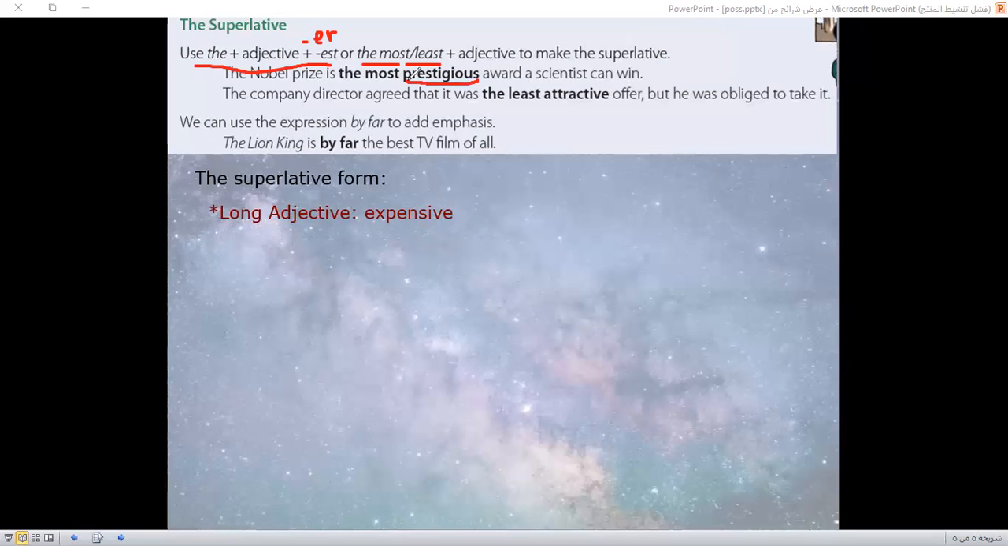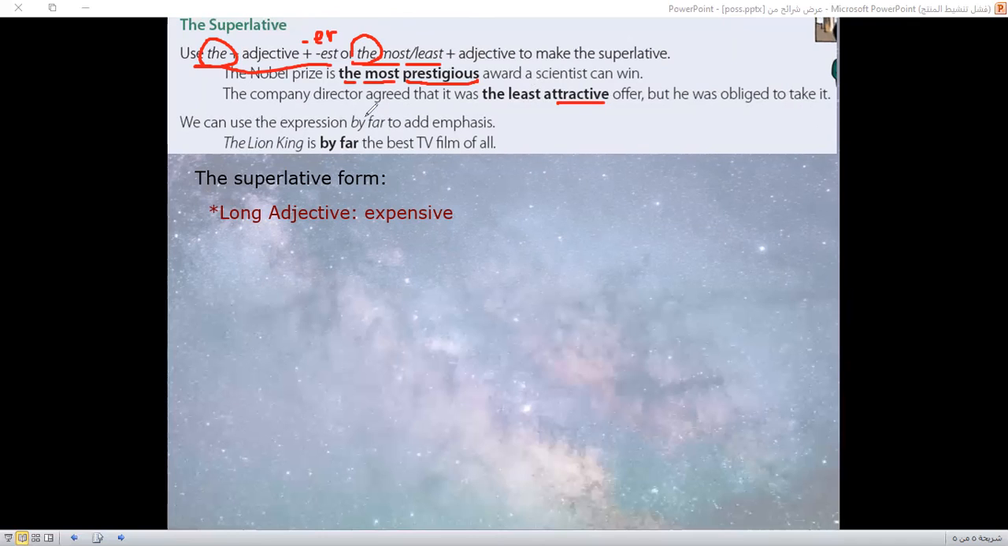Prestigious is considered to be a long adjective. So what did he do? He just added the most. The only thing that is common between the short adjective in the superlative form and the long adjective in the superlative form is that you should add the before the adjective. Okay, the most or the and then the adjective. The company director agreed that it was the least attractive offer, but he was obliged to take it. The least attractive. Attractive is considered to be a long adjective.